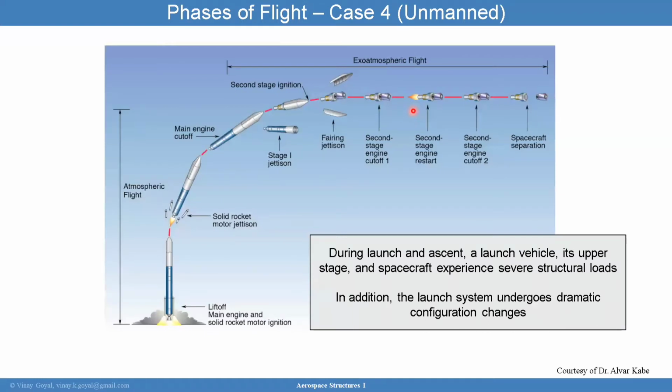Here is case 4, and again, this is a non-human space flight. Here you can see liftoff, side rocket motor jettison, main engine cut off, second stage engine, and then you can see the different kinds of events that I already covered.